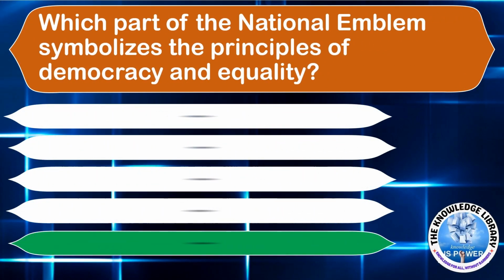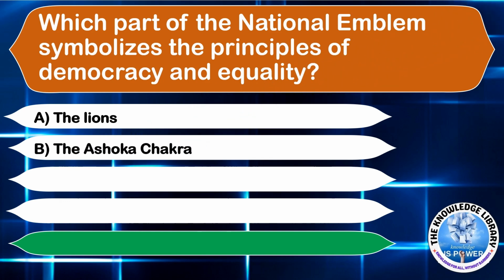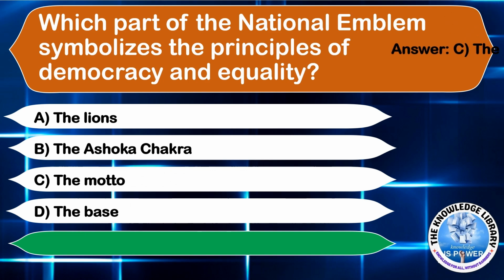Which part of the national emblem symbolizes the principles of democracy and equality? Option A, the lions. Option B, the Ashok Chakra. Option C, the motto. Option D, the base. The correct answer is option C, the motto. Move on to the next question.